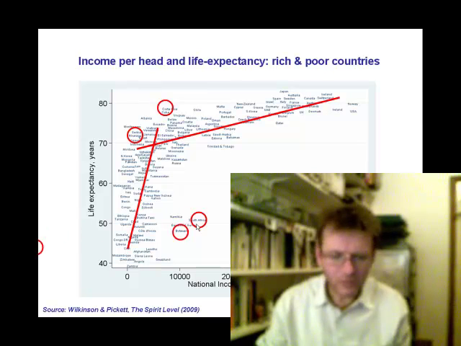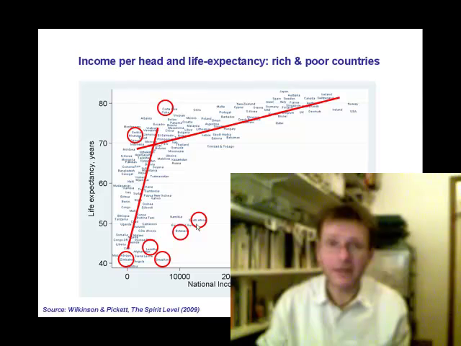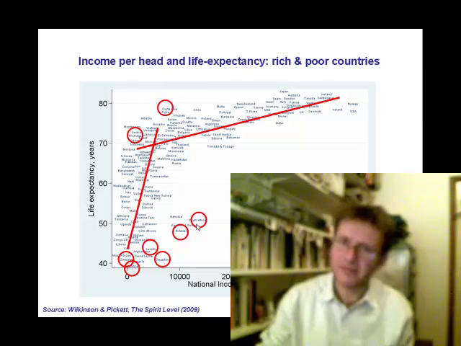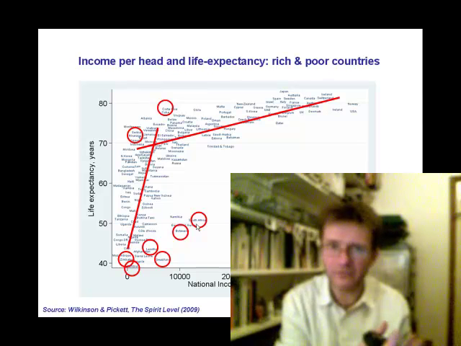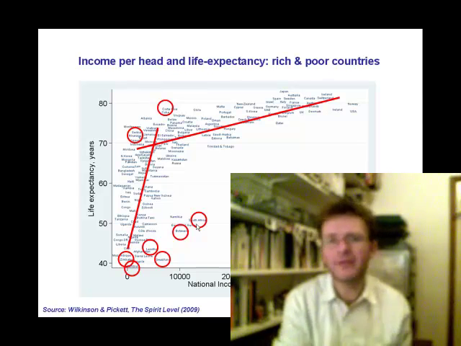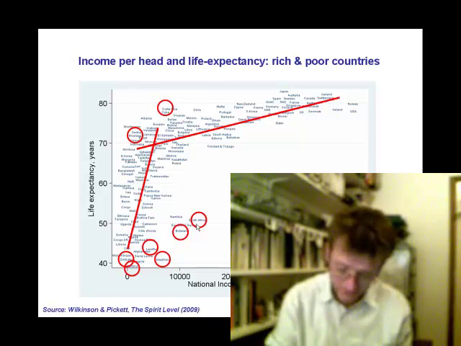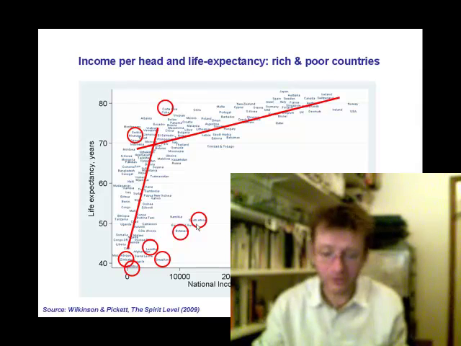Of course, we could look at places like Botswana, Lesotho, Swaziland, Zimbabwe and Zambia. These countries also have low life expectancy at birth. Of course, there's something else going on here as well, and that's HIV and AIDS, because these countries in the southern part of Africa have a very high prevalence of HIV, and that is also having an effect on these populations.